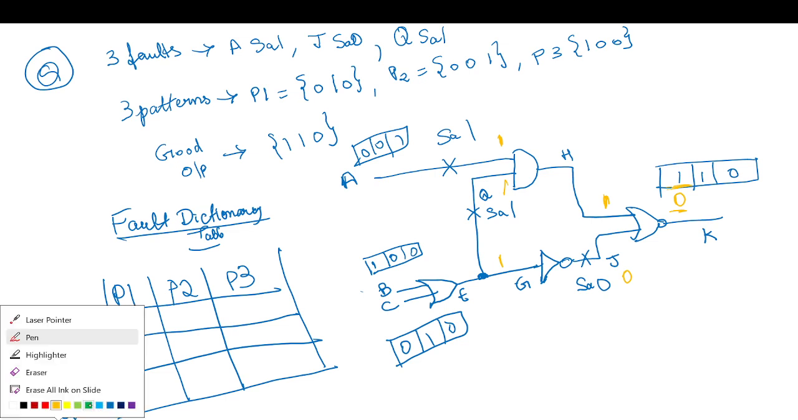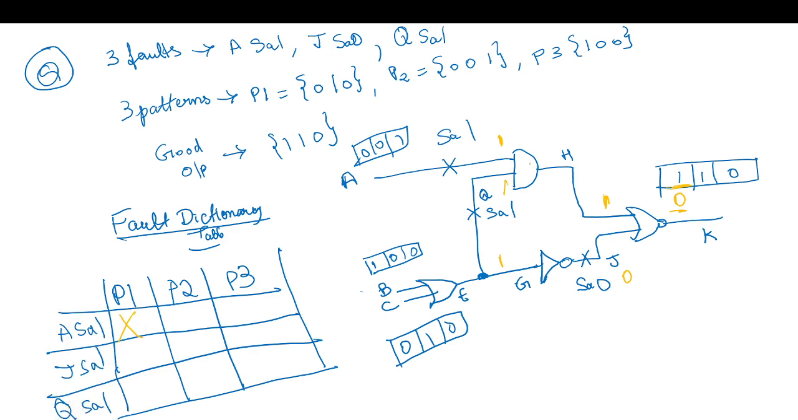Now next pattern, this one, this is also 1 for this pattern. And this is 0, this is 1. So this is 1, this is 1. Again, any one of the inputs is 1, so the output is 1. So again, there is a difference. So this is also detected.